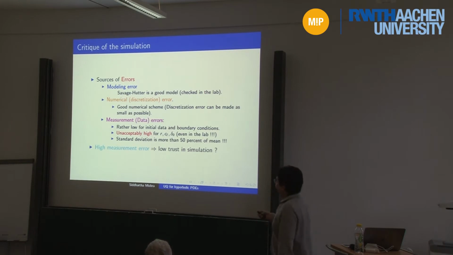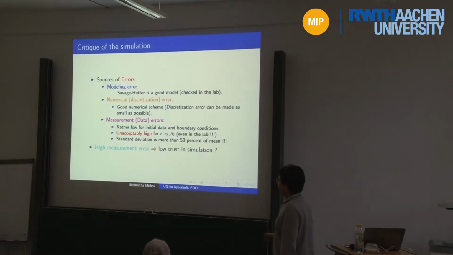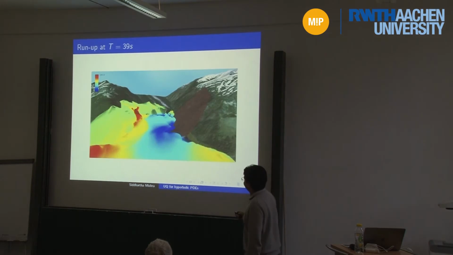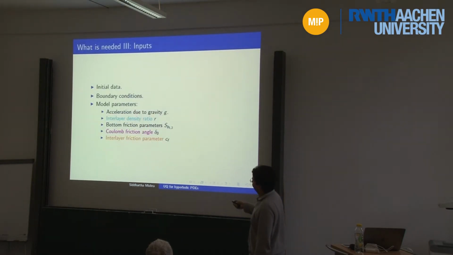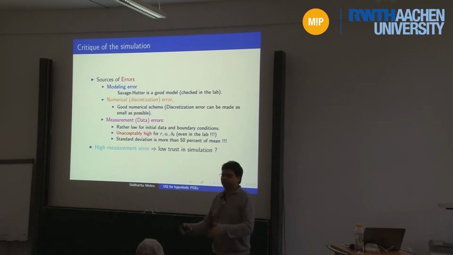The third set of errors, so remember we have a model, we have a numerical method, but we also have parameters, and there are a bunch of parameters, right? There are all these parameters. Several of these parameters can be measured rather accurately. However, there are three parameters here. So this is this R, which is the ratio of the densities. Then we have this Coulomb friction and this interlayer friction. You have to make these measurements. So you go to the lab, you take the material and you start measuring.